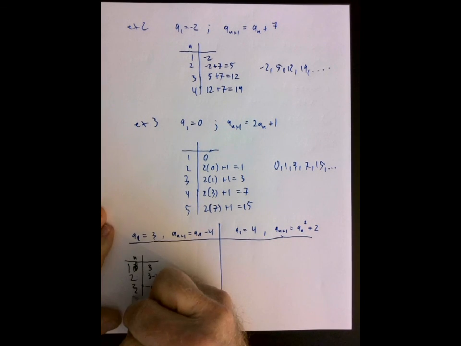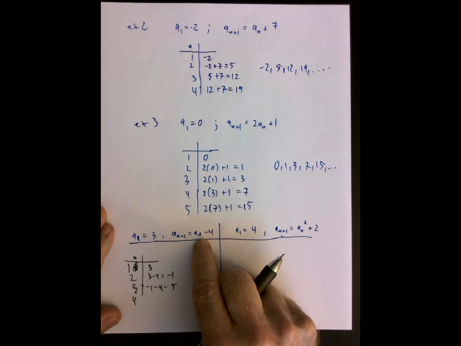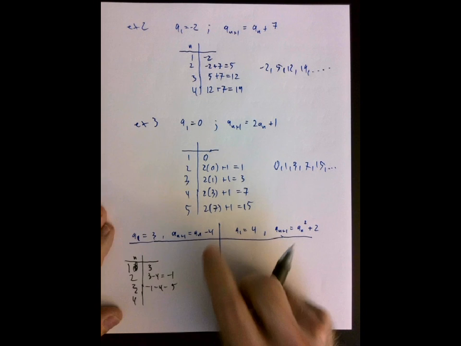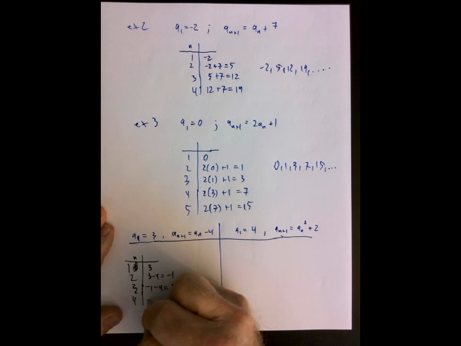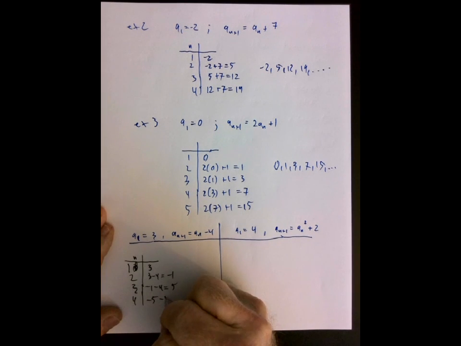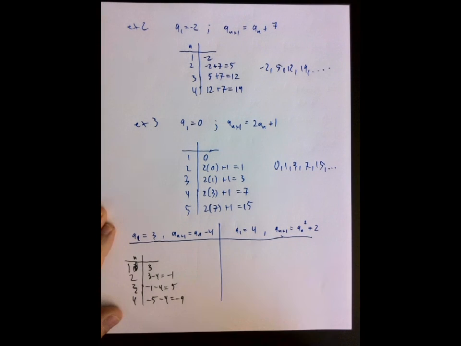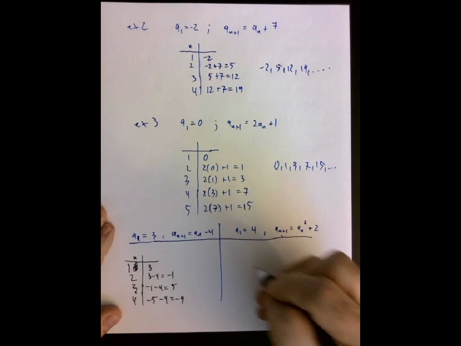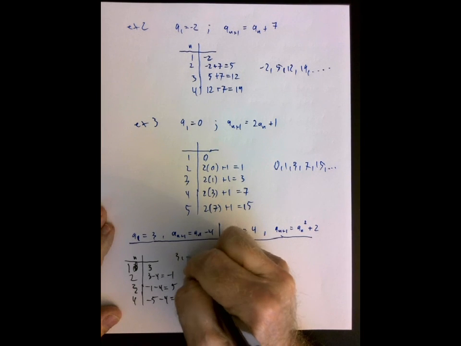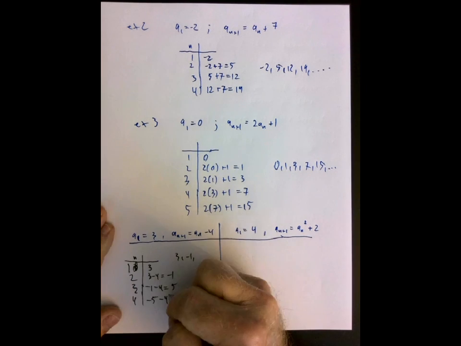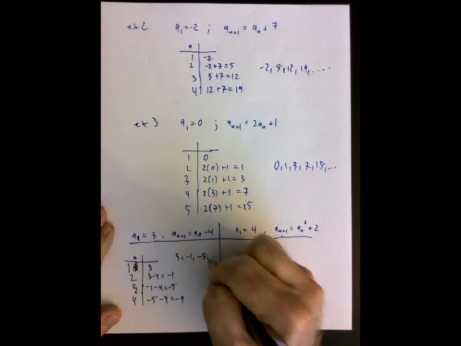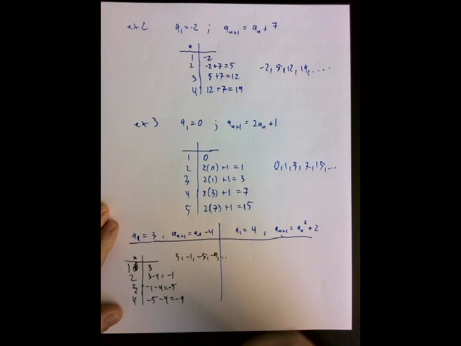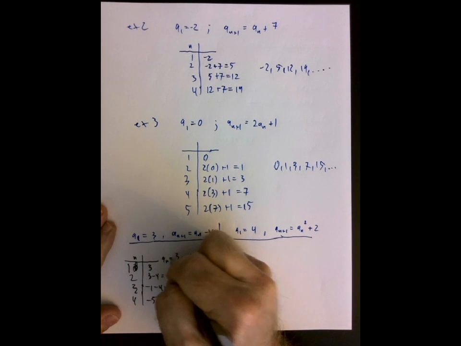The fourth term is going to be the third term minus 4, right? So that's going to be negative 5 minus 4, which is negative 9, right? So therefore, we've got 3. So what's our sequence? Our sequence is 3, negative 1, negative 5, negative 9, and so on, right? So that is our sequence here. We'll call it a sub n.